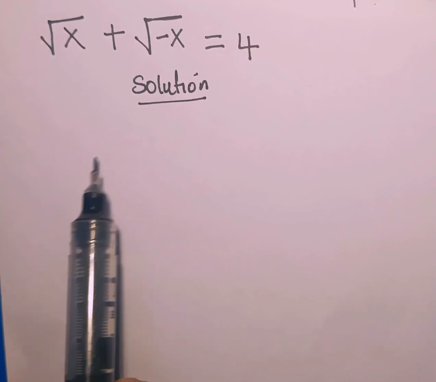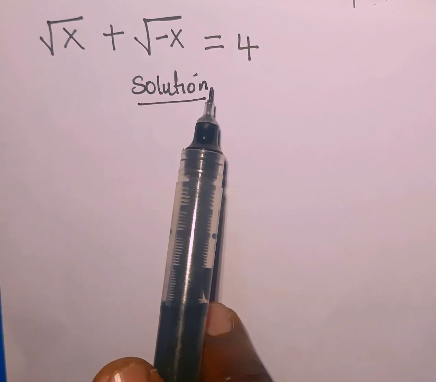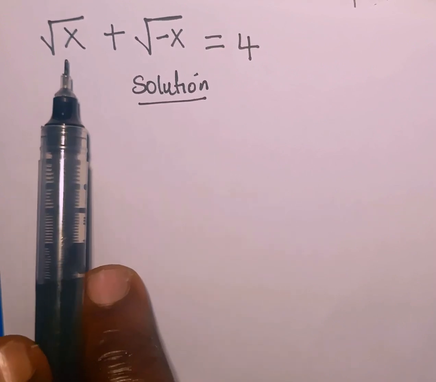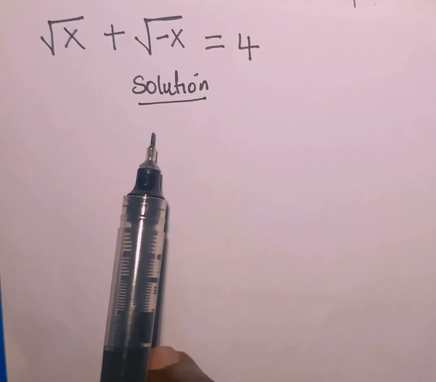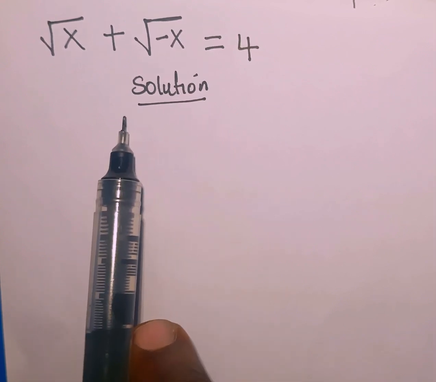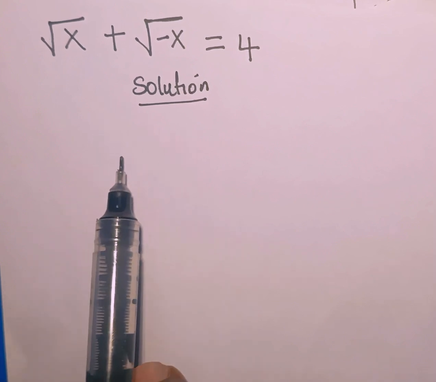In today's tutorial, we are going to learn how to solve for the value of x from this Olympiad radical equation. The given equation is square root of x plus square root of negative x is equal to 4. To solve this equation, the first thing we need to do is to try to eliminate the square root by squaring both sides of the equation.